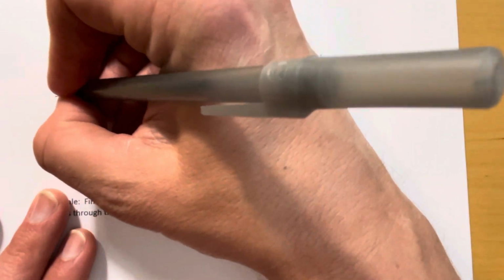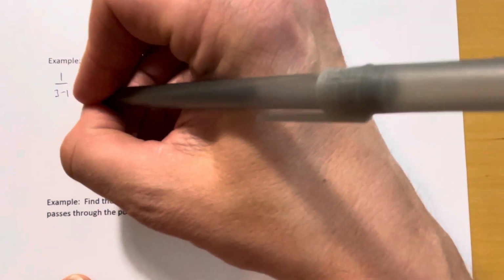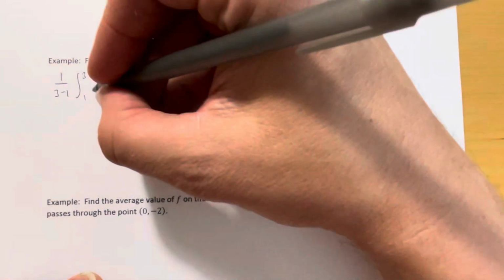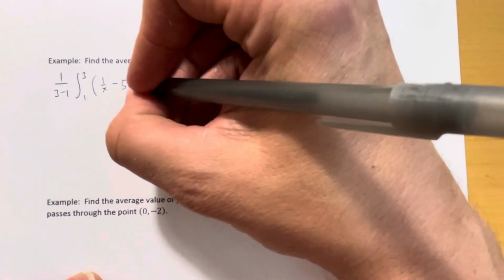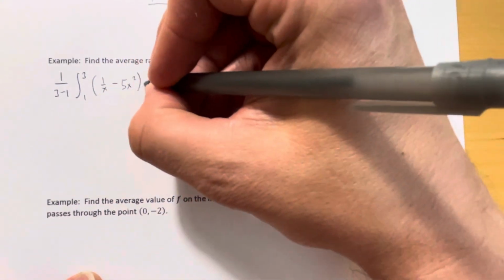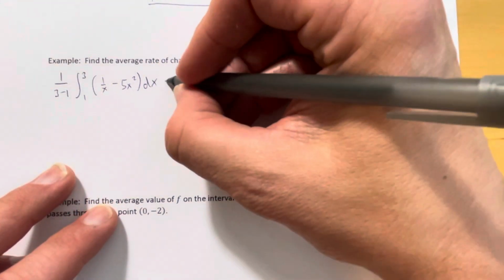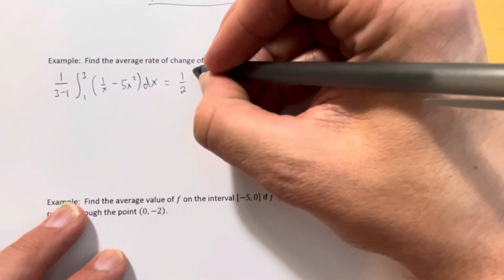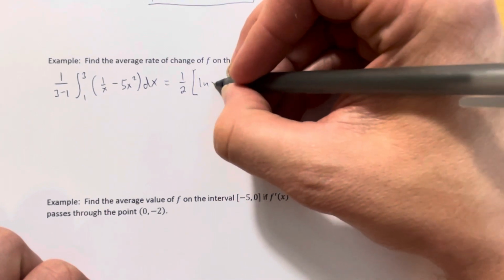problem. 1 over 3 minus 1, there's the fraction on the outside, times the integral from 1 to 3 of this. So I have 1 over x minus 5x squared dx, and then go ahead and integrate. This becomes 1/2. 1 over x, we know we get a natural log of the absolute value of x.